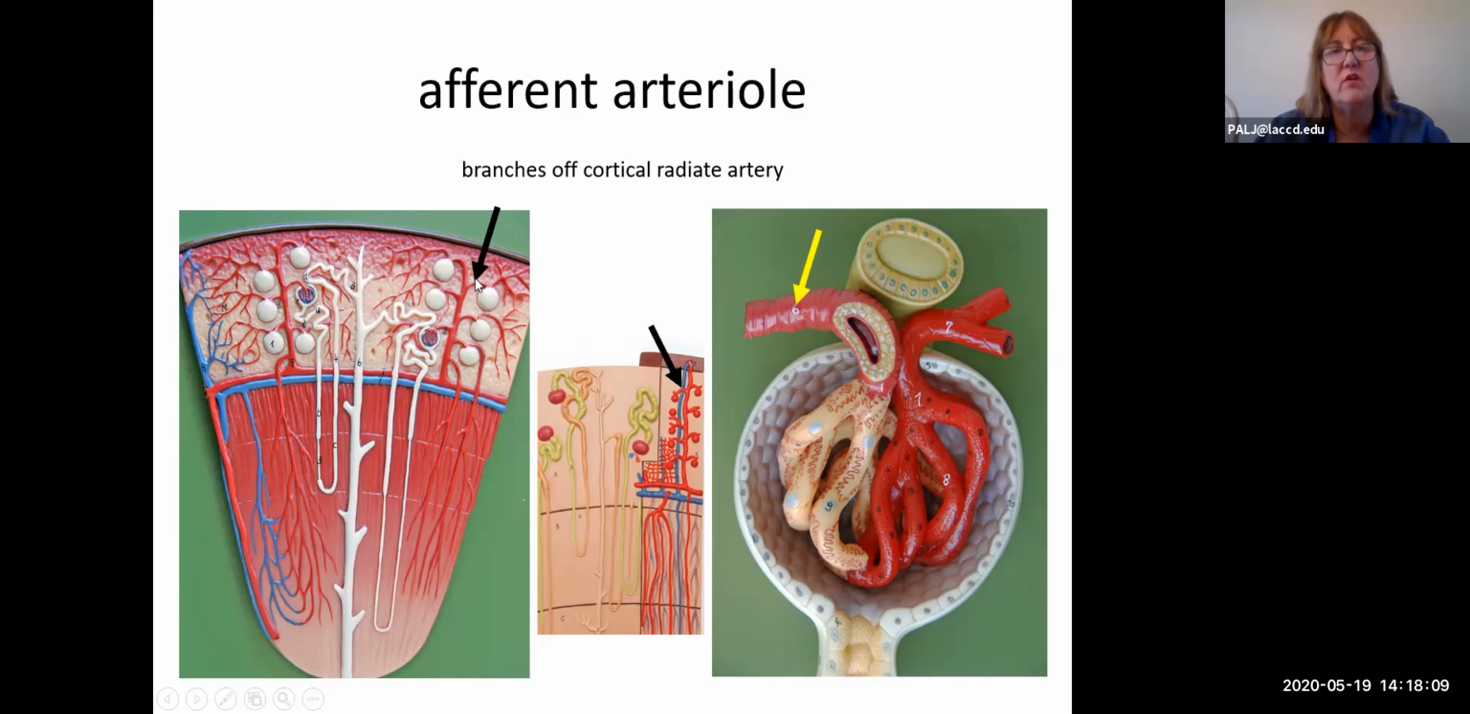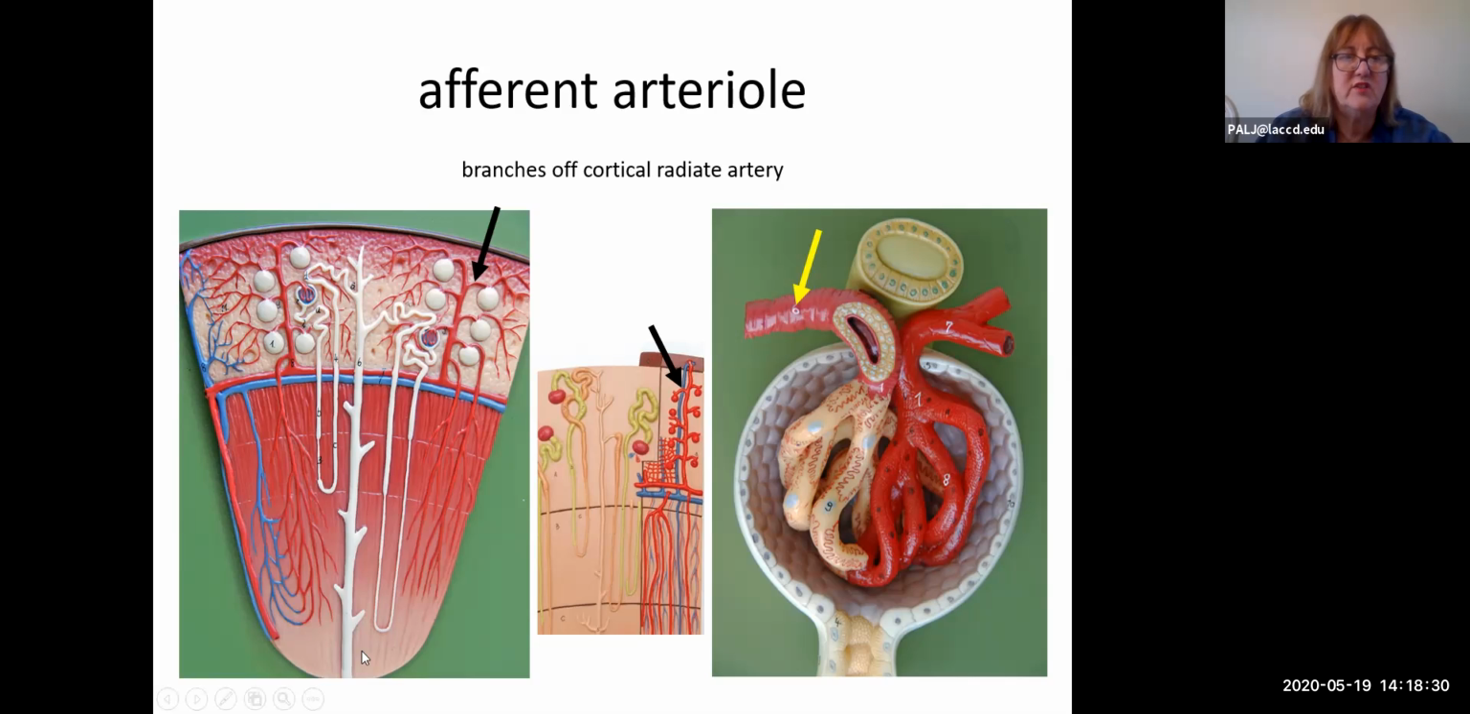And from this cortical radiate artery, we have an arteriole, which is going towards one of the functional units of the kidney, something that's called a nephron, which we'll learn about shortly. And so we're going to take the word that means carry towards, and that is afferent. So this is going to be an afferent arteriole.